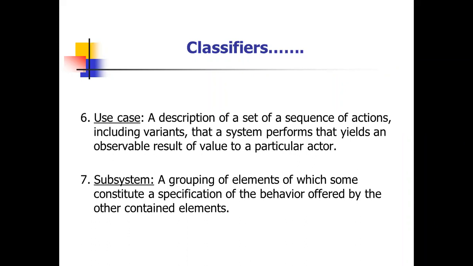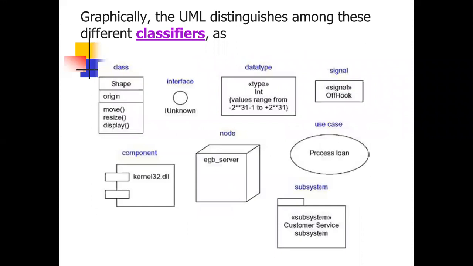Then seventh one is subsystem. It is a grouping of elements of which some constitute a specification of the behavior offered by the other contained elements. Here we have seen what subsystem is. It is a grouping of elements. These are some classifiers that are present in UML. Graphically, this is how we denote the notation for class, then interface, data type, signal, component, node, use case, and subsystem.